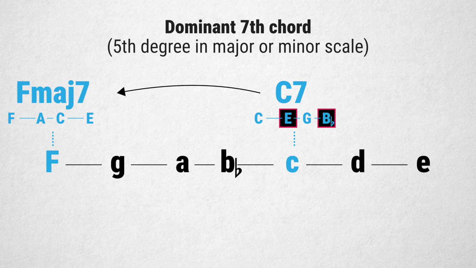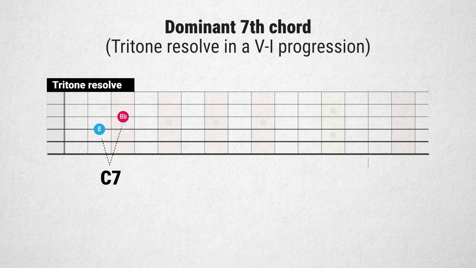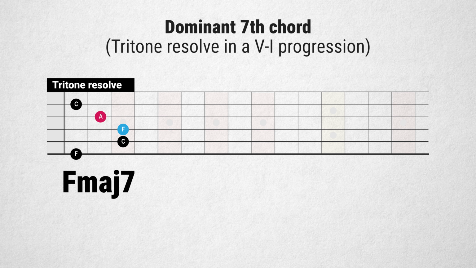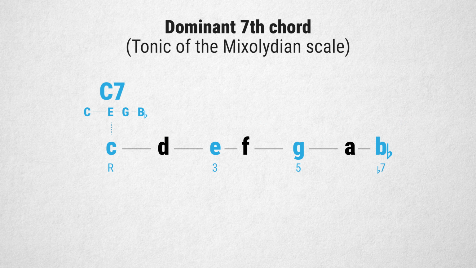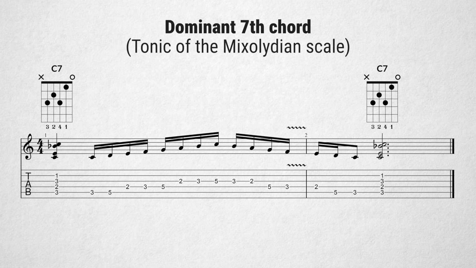In the C dominant chord, for instance, these are the notes E and B flat. And the tritone wants to resolve to the root note F and the major third A of the tonic F major in an F major key. The dominant 7th chord can also be the tonic of the modal Mixolydian scale, which is the 5th mode of a major scale.